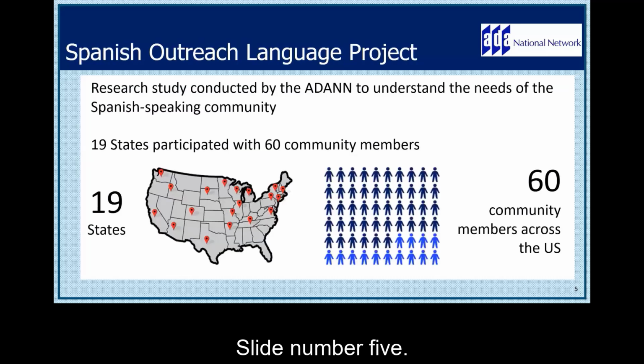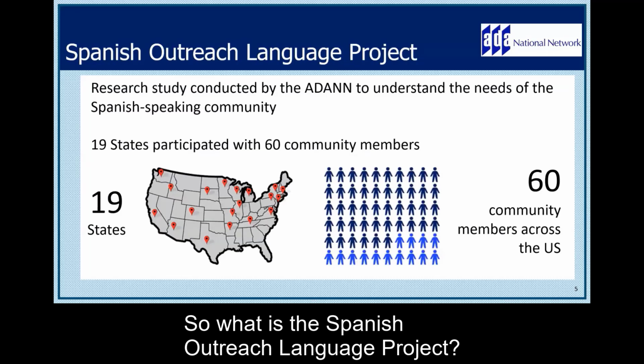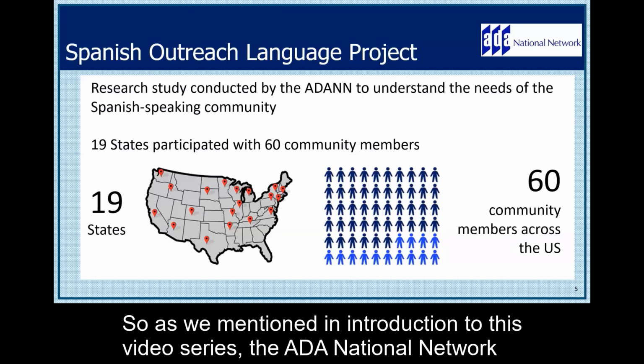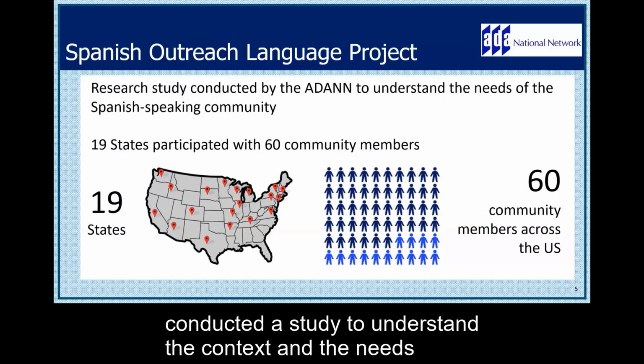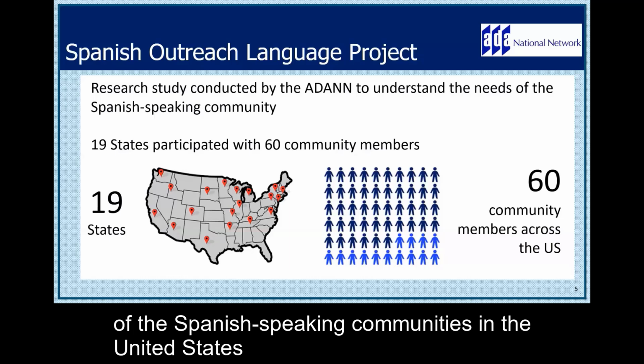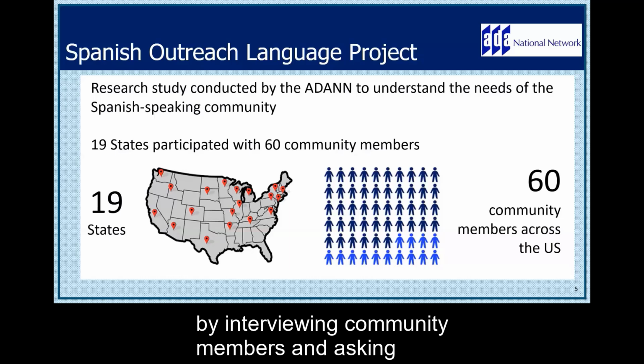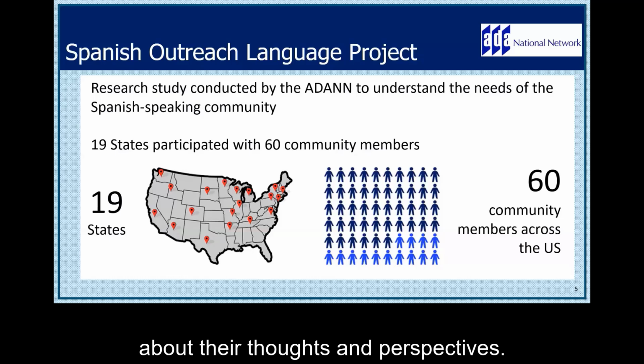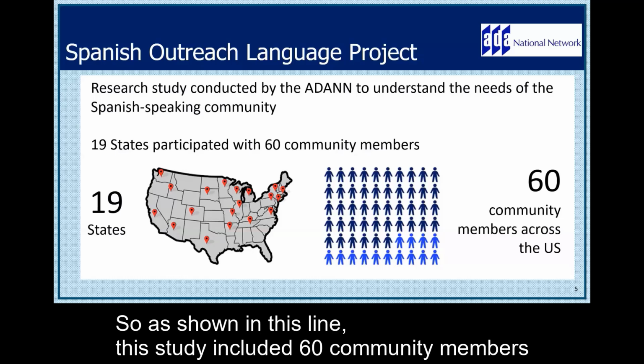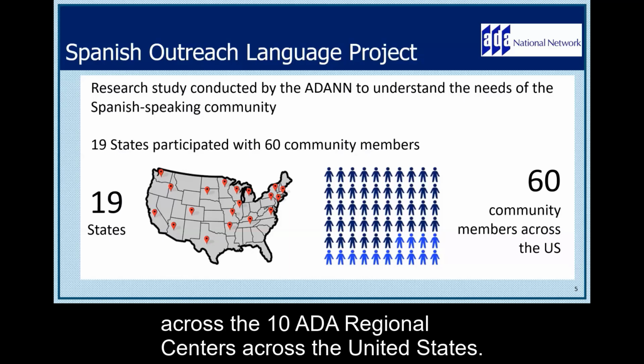Slide number 5. So what is the Spanish Outreach Language Project? As we mentioned in the introduction to this video series, the ADA National Network conducted a study to understand the context and the needs of the Spanish-speaking communities in the United States by interviewing community members and asking about their thoughts and perspectives. As shown in this slide, the study included 60 community members across the 10 ADA regional centers across the United States.